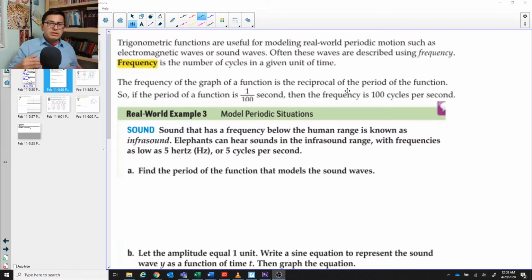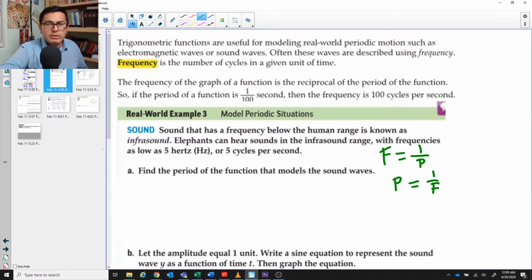So for instance, if we look at this top bunch of words here, if the period of a function is 1 over 100, then the frequency is going to be 100 cycles per second. A way to write this out is that our frequency is going to equal 1 over our period, but we can also think of our period equaling 1 over our frequency. Either way works. So let's try that out with example A here.